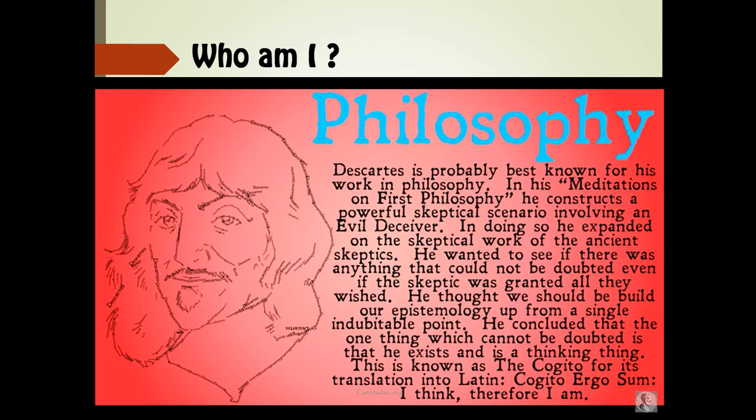What Descartes wanted to see was if there was anything that could not be doubted, even if the skeptic was granted everything that they wished, even if we were in a perfect skeptical scenario. He thought we should build our epistemology up from a single, indubitable point. He concluded that the one thing which cannot be doubted is that he exists and is a thinking thing. This is known as the cogito, for its translation into Latin. Cogito, ergo sum. I think, therefore, I am.